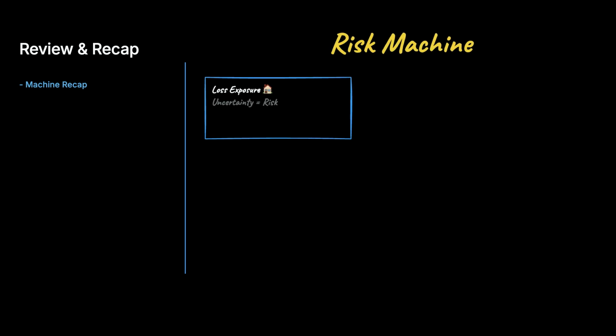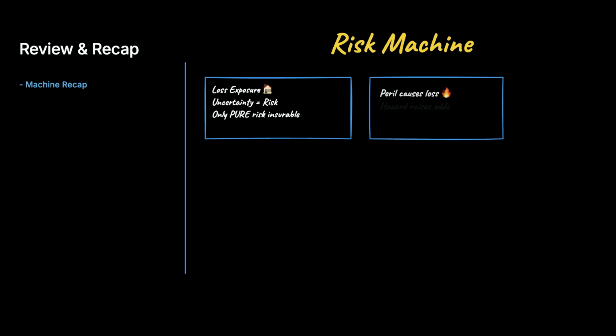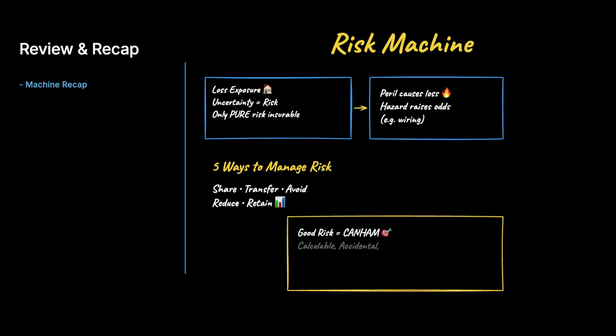Pull the whole machine together one final time. A loss exposure sits in someone's life. The uncertainty around it is risk, and only pure risk, loss or no loss, is insurable. A peril causes the loss. A hazard merely raises its odds. People manage risk 5 ways: share, transfer, avoid, reduce, retain. A good risk meets the 6 qualities in CANHAM.